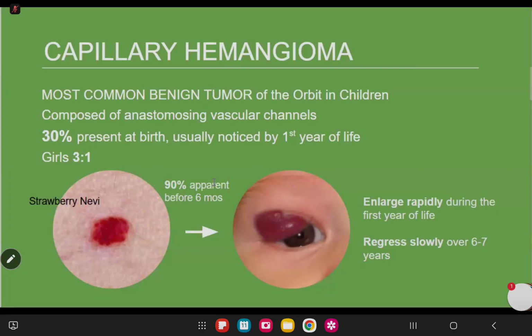Next, another common condition in children would be your capillary hemangioma. This is the most common benign tumor of the orbit in children. It is composed of anastomosing vascular channels and 30% are present at birth, usually noticed by the first year of life. It is more common in females or girls.